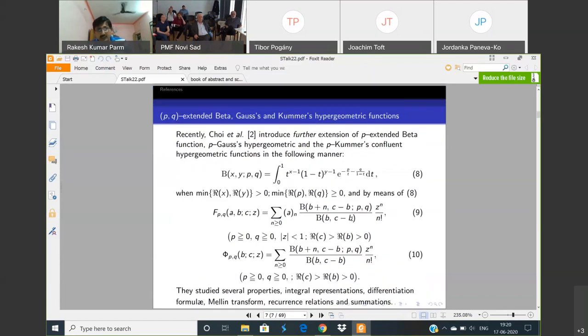Recently, Choi et al. introduced a further extension of these: the pq-extended beta function, the pq-extended Gaussian hypergeometric function, and the pq-extended Kummer's confluent hypergeometric function, which are given by equation numbers 8, 9, and 10. They studied several properties, integral representations, differentiation formulas, Mellin transforms, recurrence relations, and summation formulas. It is also interesting to note that if we put p equal to 0 and q equal to 0 in 8, 9, and 10, these equations reduce to the usual classical definitions of the beta function, hypergeometric function, and confluent hypergeometric function.